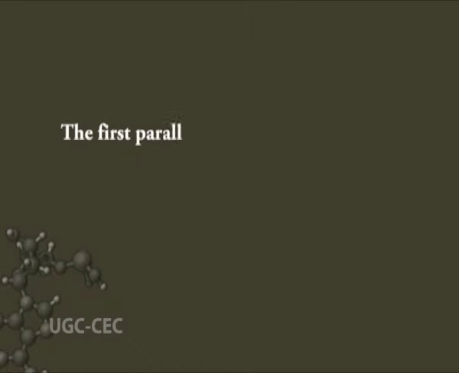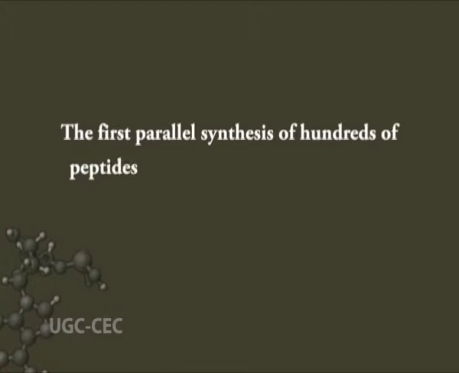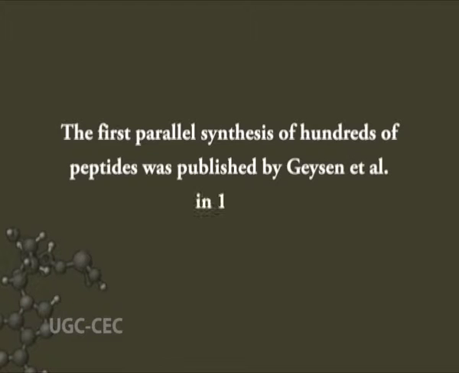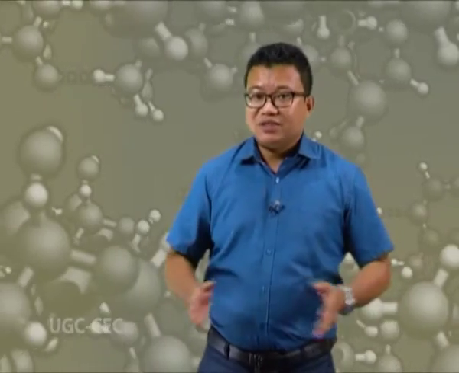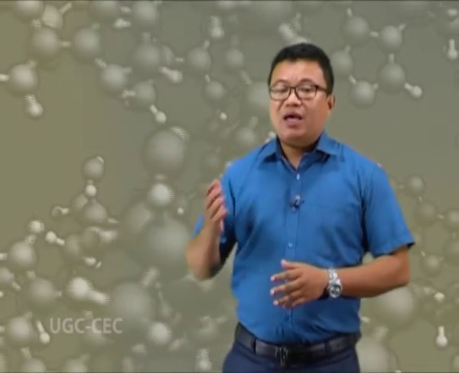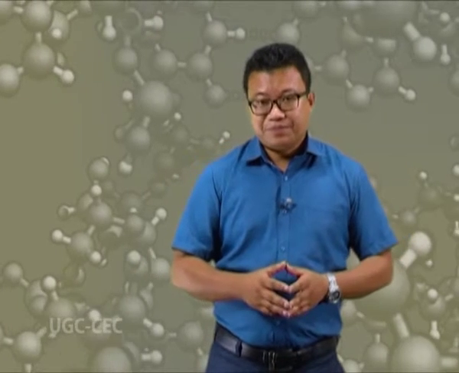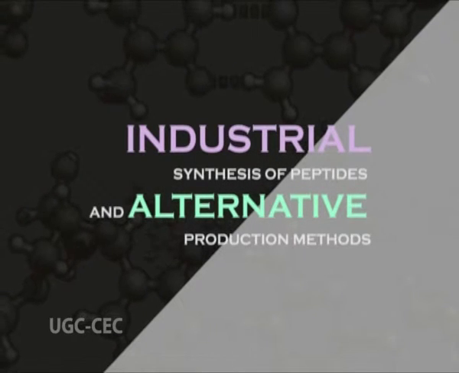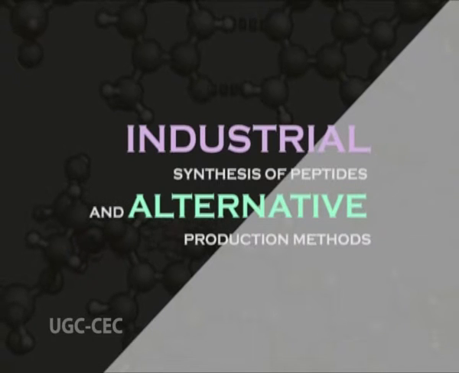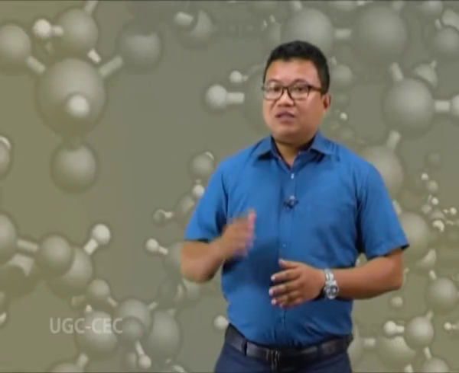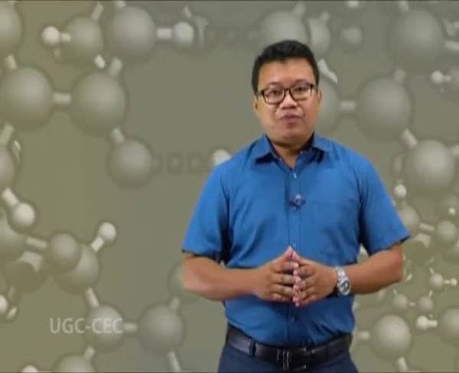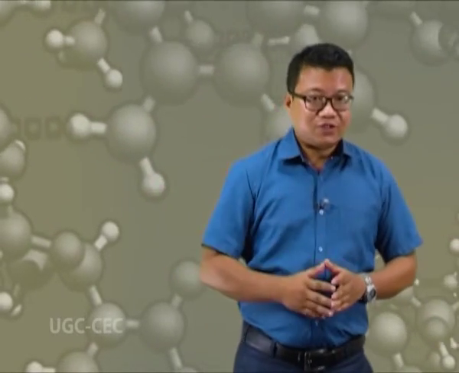The first parallel synthesis of hundreds of peptides was published by Jason et al. in 1984. Peptide libraries can be created by directed parallel synthesis of complex peptide mixtures and identified by position screening. In the industrial synthesis of peptides and alternative production methods, the successful automation of peptide synthesis led to a breakthrough on the peptide therapeutic market and vice versa.